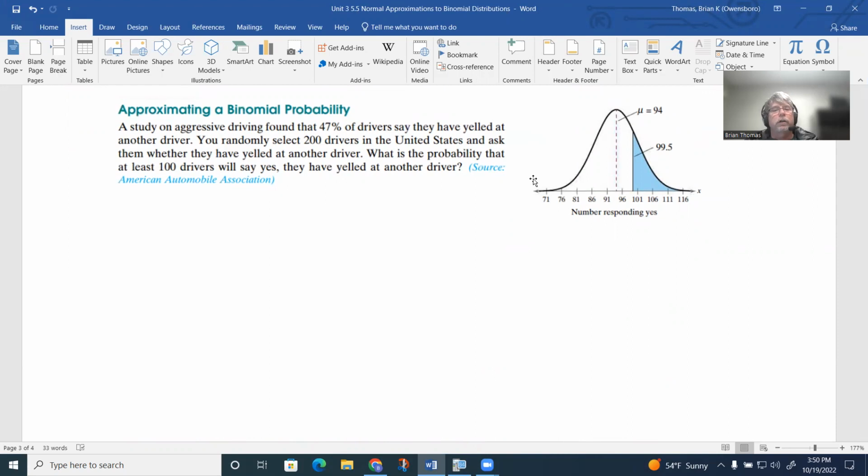A study on aggressive driving found that 47% of the drivers say they have yelled at another driver. You randomly select 200 drivers in the United States and ask them whether or not they have yelled at another driver. What is the probability that at least 100 drivers will say yes, they have yelled at another driver? So what they're saying is about 50% there. Interesting. It's probably a good chance of that actually, at least one time.